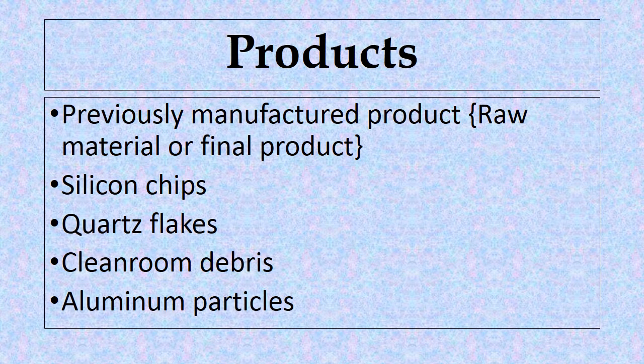In some cases, the previously manufactured product or the raw material or final product gets incorporated into the next product manufactured. This might be due to ineffective cleaning or an ineffective line clearance procedure. This may cause contamination to the next product being manufactured. Along with this, silicon chips, quartz flakes, clean room debris, and aluminum particles can be a reason for contamination of the next product being manufactured.